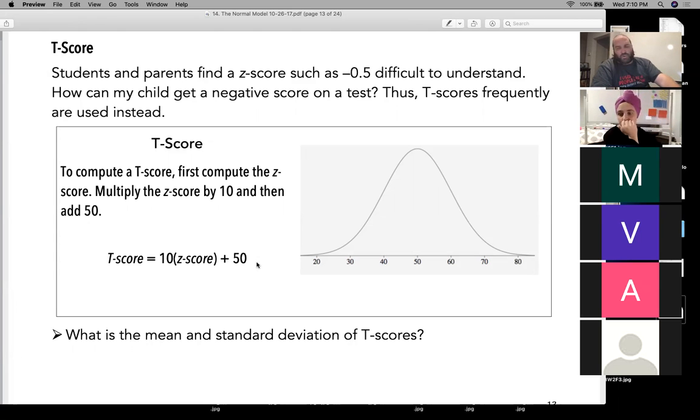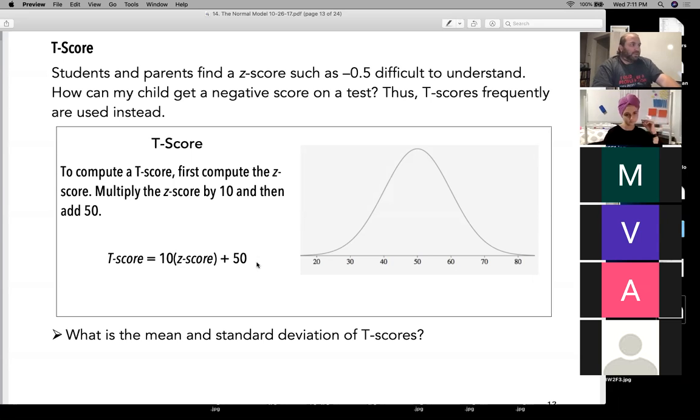So you get a z-score that's negative, and a lot of people have a very difficult time with that. Oh my God, I got a negative score. What does that mean? So to alleviate this concern, sometimes something called a t-score is used instead. Now, this doesn't stop you from having to first compute the z-score, because you first must get the z-score, and only once you have the z-score can you then go ahead and compute the t-score.